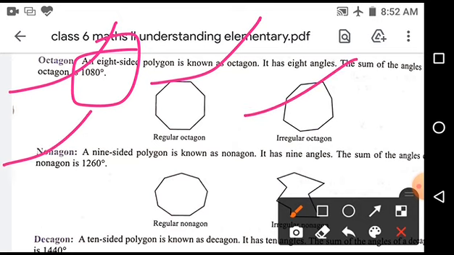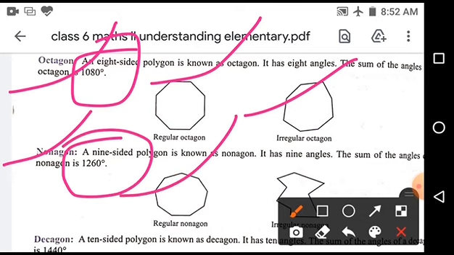Clear? Nonagon. A nine-sided polygon is known as nonagon. It means it contains nine sides, and the sum of the angles in a nonagon is 1260 degrees. This is an example of regular nonagon, and this is an example of irregular nonagon.